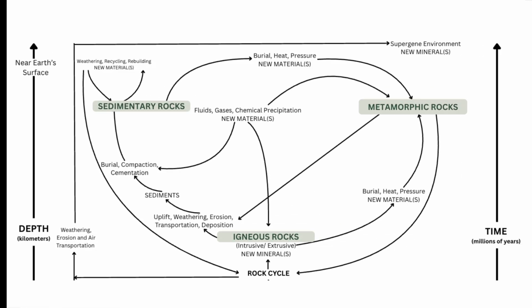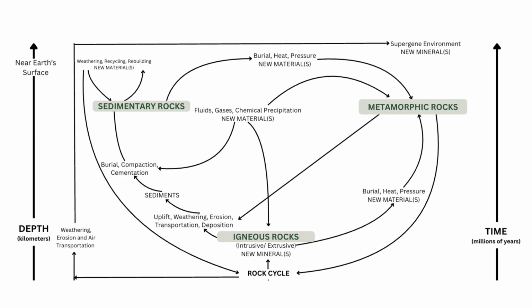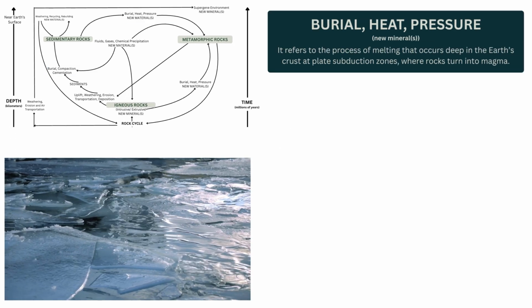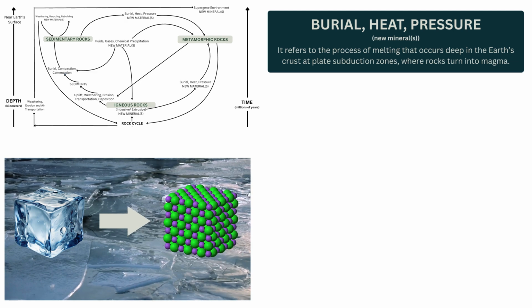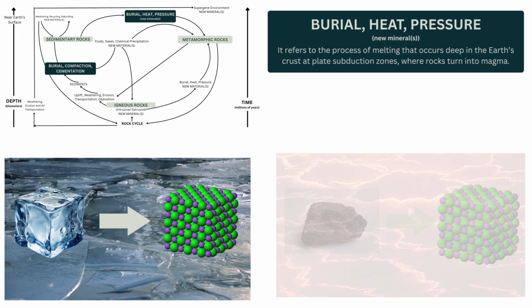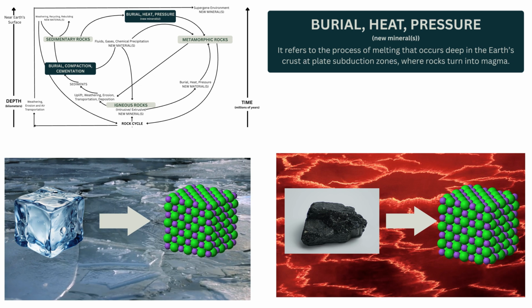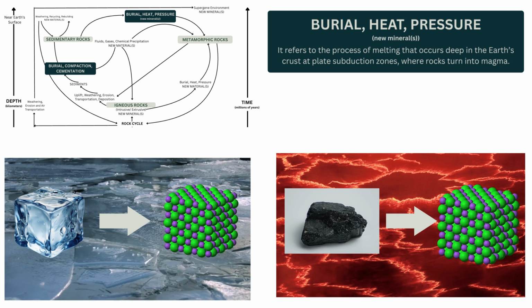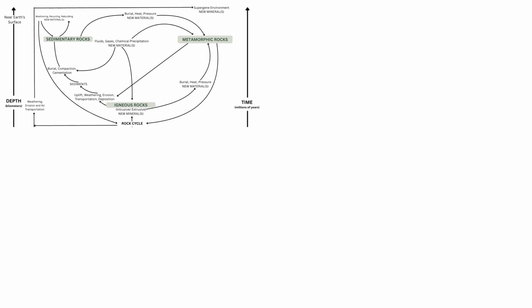Rocks can also be subjected to increased pressure and heat through burial and compaction. When these conditions become extreme, rocks can melt and form magma. A simple example of the melting process is ice melting into water due to heating. Ice meets the definition of a mineral because of its solid crystalline structure. This melting also occurs deep in the Earth's crust at plate subduction zones, where rocks are transformed back into magma.